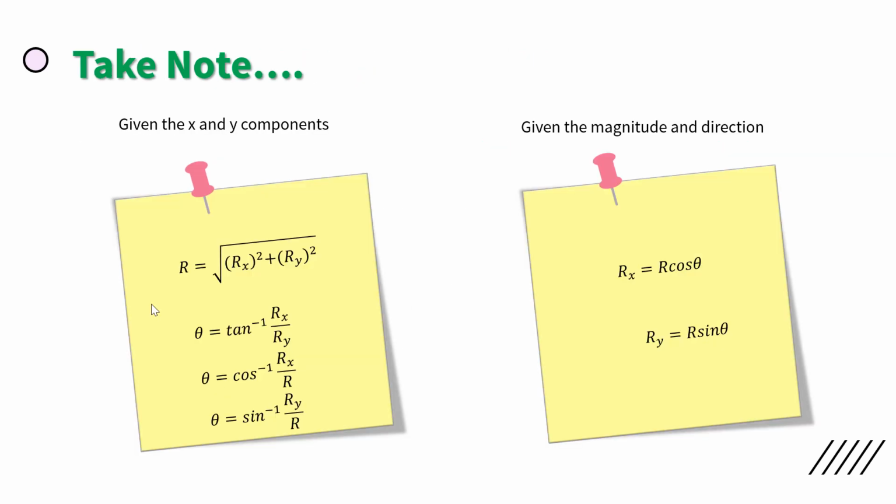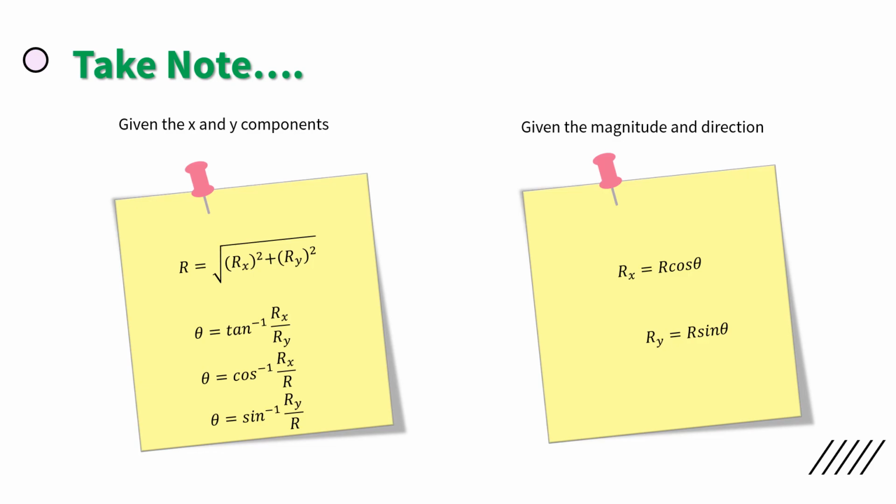So take note that given the x and y components, we can get the magnitude of a vector using the Pythagorean theorem. So we have r is equal to the square root of r sub x squared plus r sub y squared. And the direction can be obtained using the following equations. We have theta equals tangent inverse of r sub y over r sub x, or theta equals the arccosine of r sub x over r, or theta is equal to sine inverse of r sub y over r.